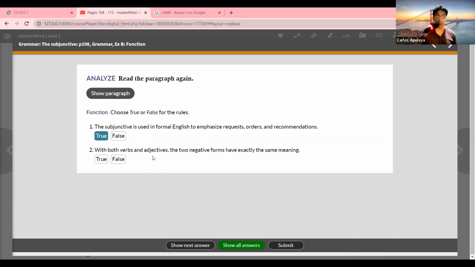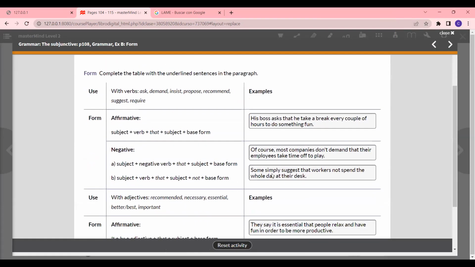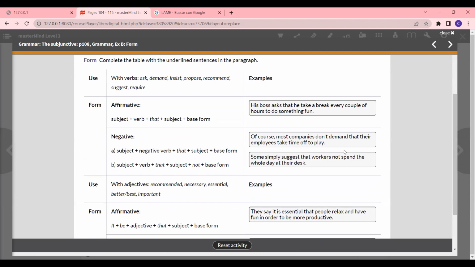Analyze, look at this, negative. It says negatives. Let's check it out. Negative, like this. Don't, our company, most company demand that their employees take off time. And next, this one. What do you think? Is the same or not?